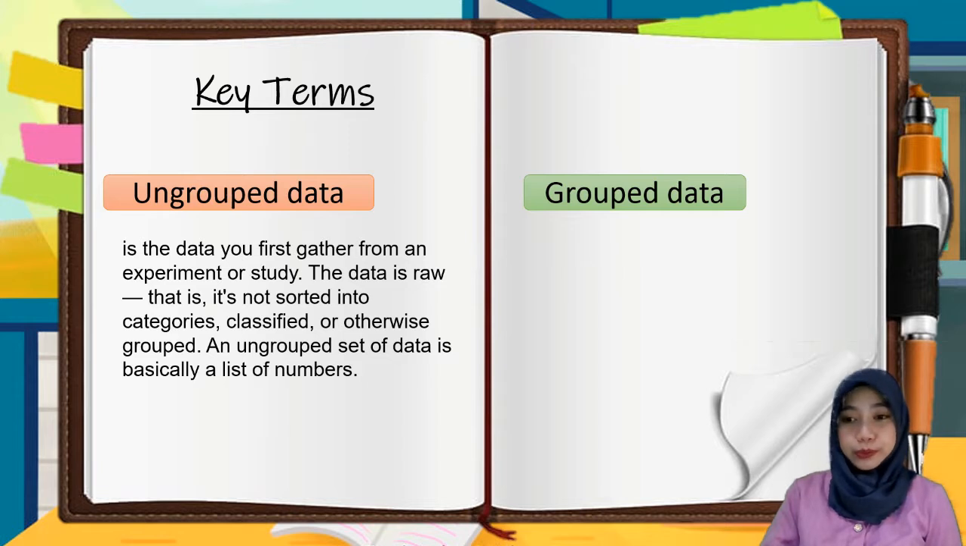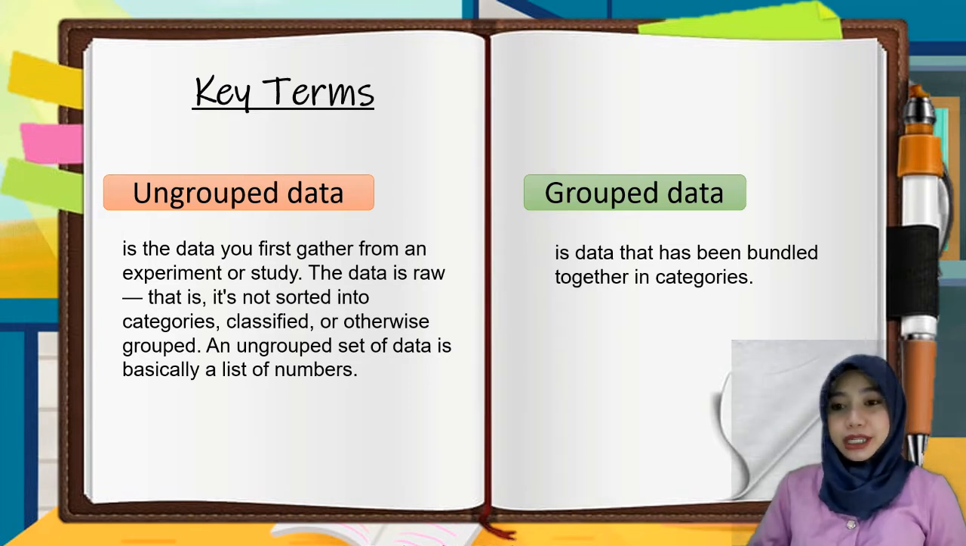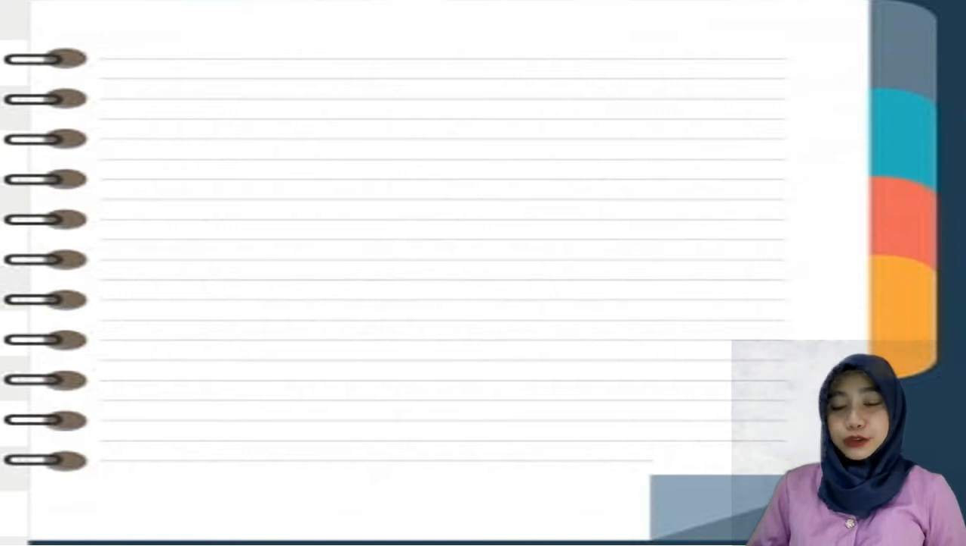How about the grouped data? It is the data that has been bundled together in categories. Since you are now familiar with the key terms related to the frequency distribution table, let's have an example on how to construct a frequency distribution.